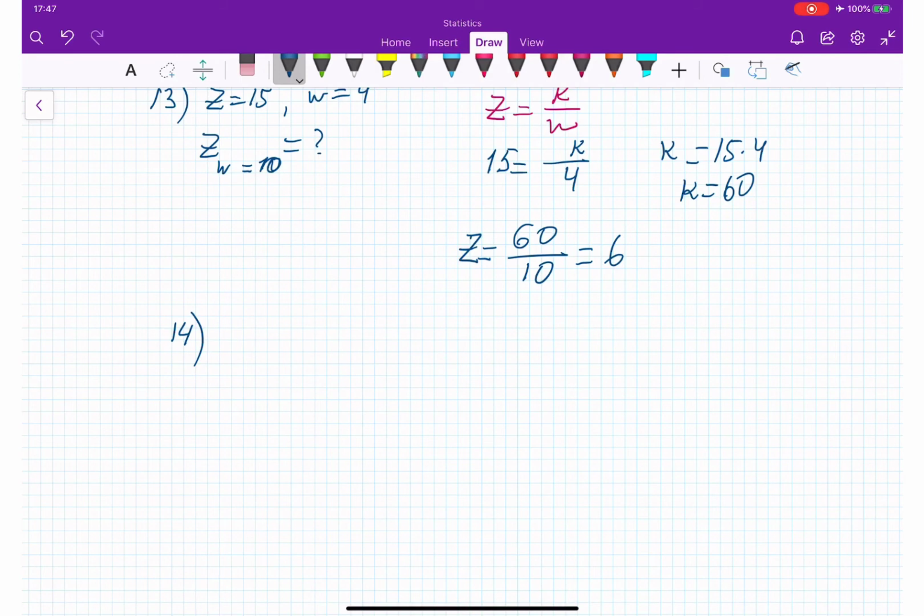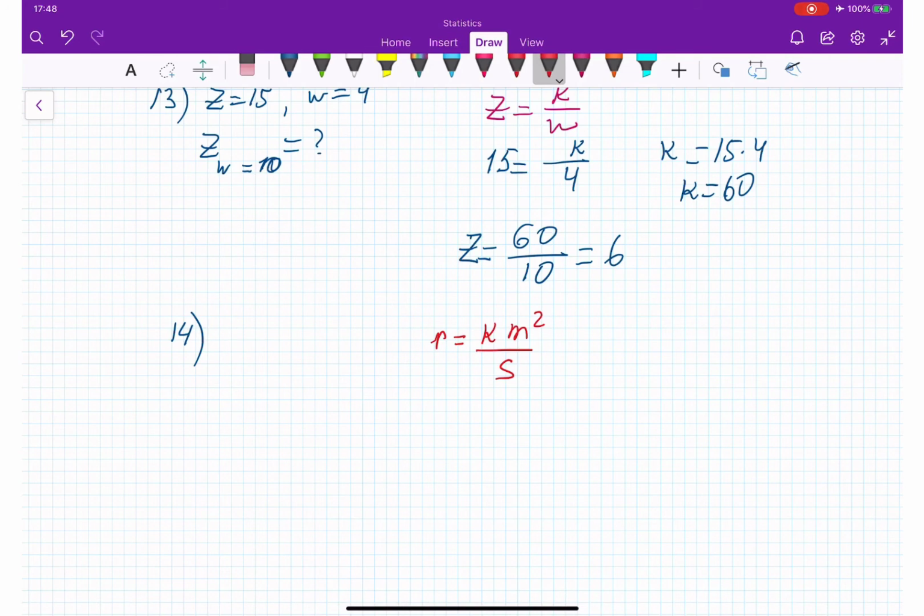Suppose r varies directly as the square of m, and inversely as s. Okay, we have a mixture here. So the formula here will be: r varies directly as the square of m, directly with the square of m, and inversely as s. There we go, inversely as s.